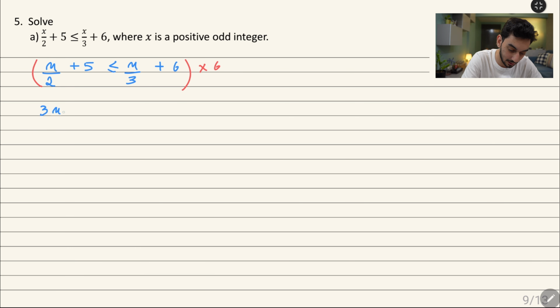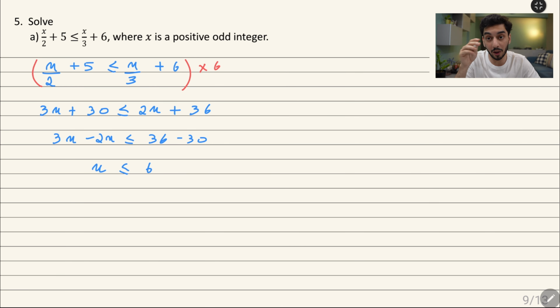So this becomes 3x plus 5 sixes are 30, less than or equal to, this becomes 2x plus 6 sixes are 36. Numbers on one side, variables on the other side. So 3x minus 2x is less than or equal to 36 minus 30. 3x minus 2x is just x, less than or equal to 36 minus 30, which is just 6. So now I got a solution, and I don't have two inequations, so I don't really need to worry about combining them. X is less than or equal to 6.